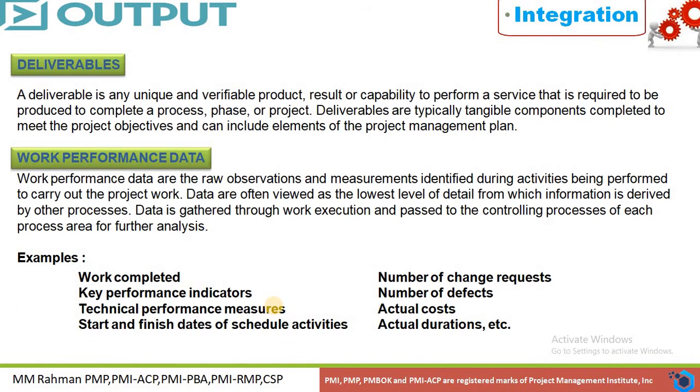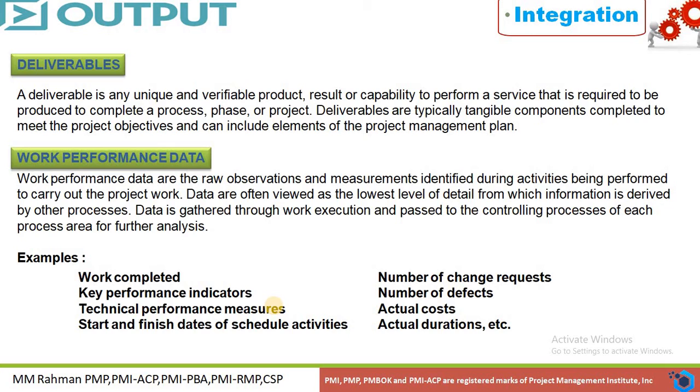Then after that, the outputs come from this process. First one is the deliverables. A deliverable should always be a unique and verifiable product, result, or capability to perform a service that is required to be produced to complete a process, phase or project. Deliverables are typically tangible components completed to meet the project objectives and can include elements of the project management plan. Then another one is the work performance data.